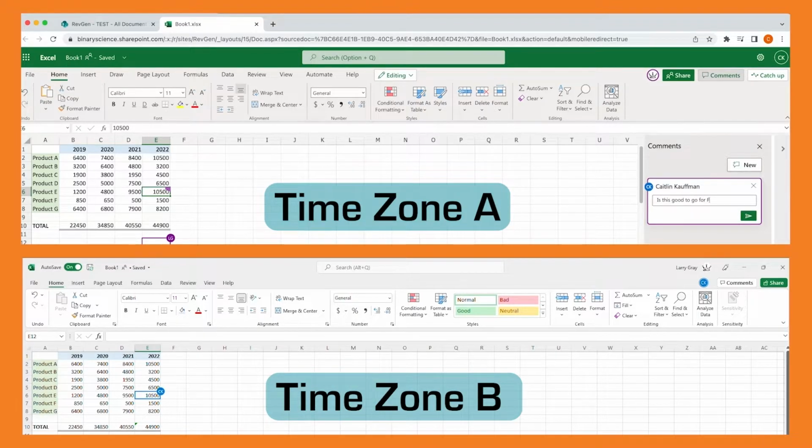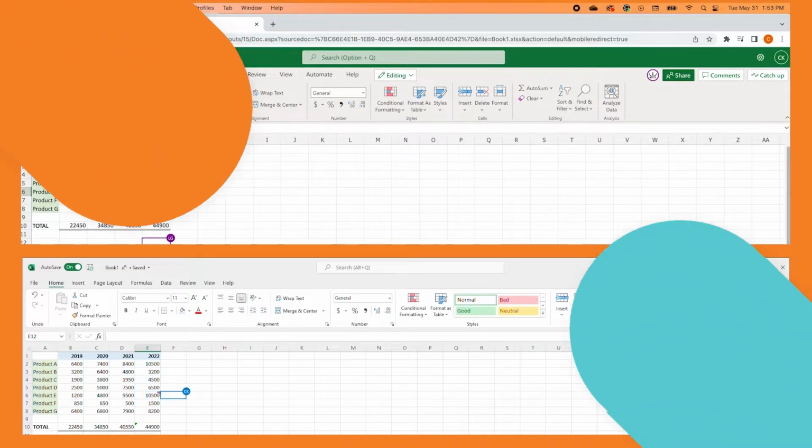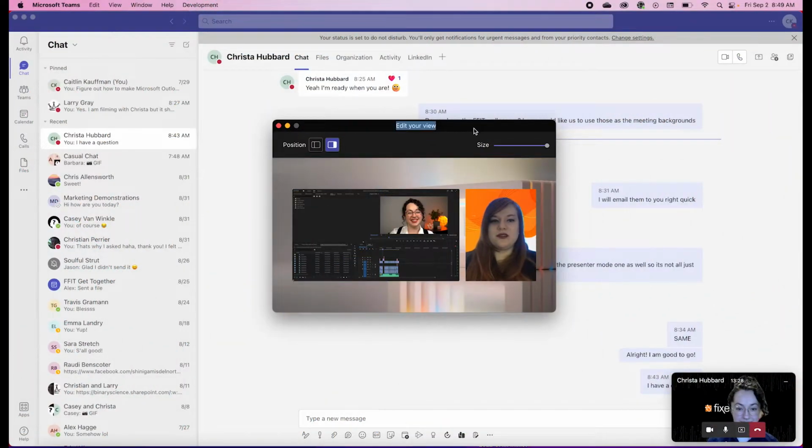It doesn't matter what time zone you're working in, so long as you and your collaborator are online together, you can both work together in real time and even watch each other work on the same documents. We only recommend the best tools for our clients and for you, and Teams is, without a doubt, one of the best tools any company can have today.